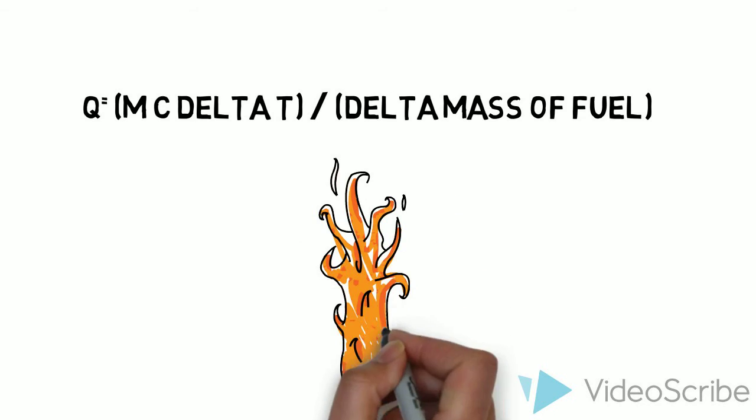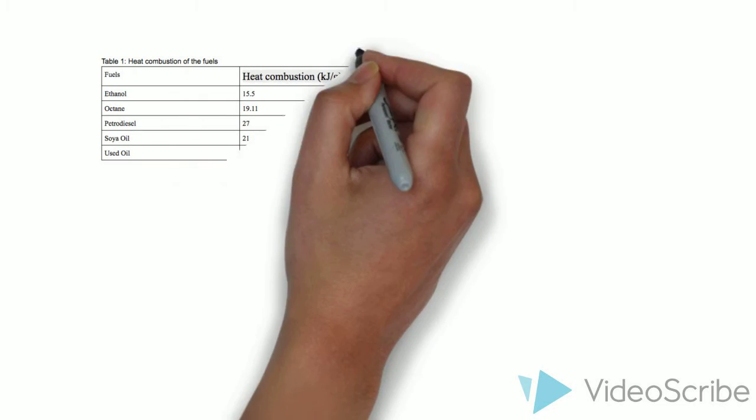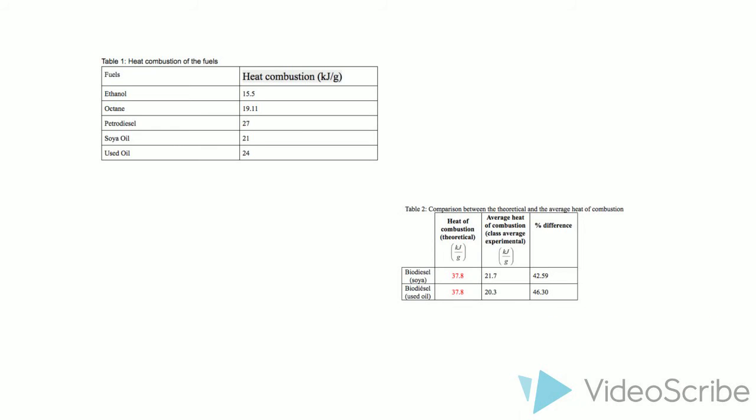These are the results. The most effective fuel is petrodiesel, releasing 27 kilojoules per gram of energy compared to ethanol, the least effective one, releasing 15.5 kilojoules per gram. This means that we'd need a fuel tank almost 2 times larger if we want to travel the same distance on ethanol that we do on petrodiesel.